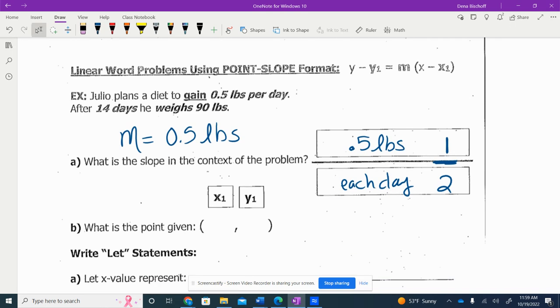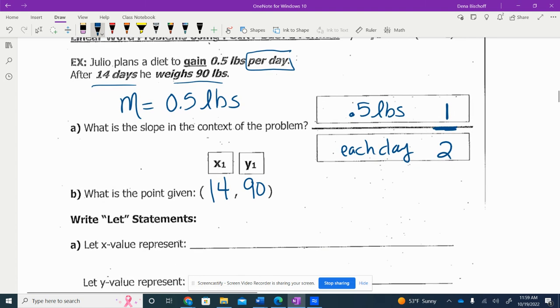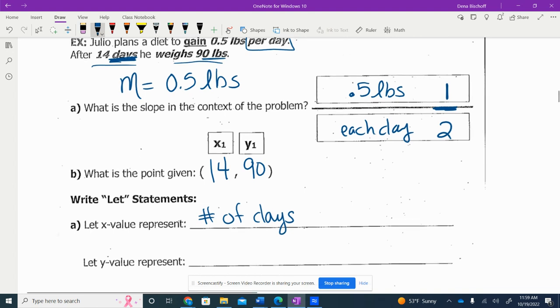Remember that the x is always attached to the slope, and this is pounds per day. So which number here represents the x? 14. So the pounds is 90. So if x is representing days, we're going to say let x be the number of days. This y coordinate is pounds, so y is total pounds.